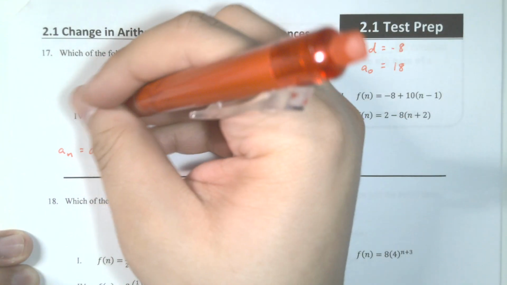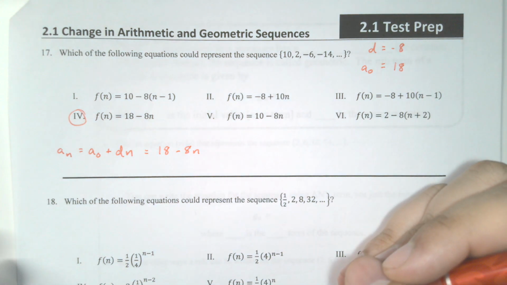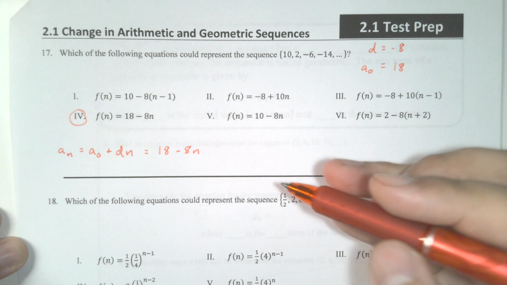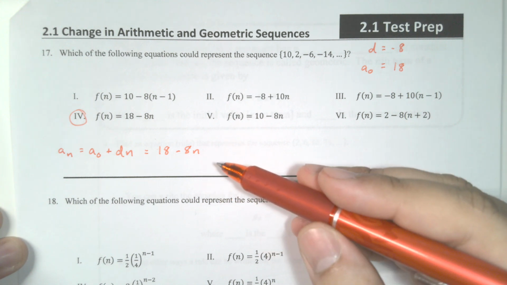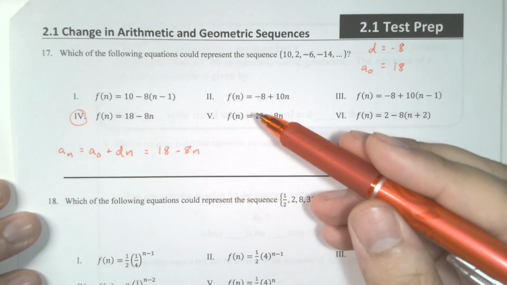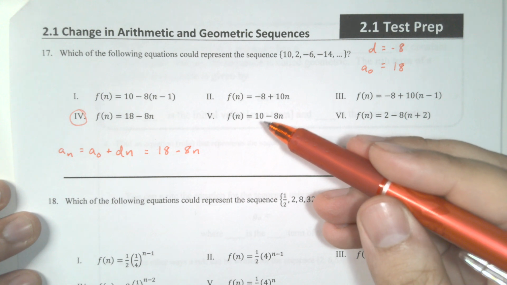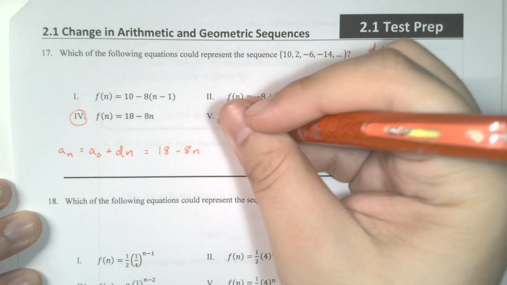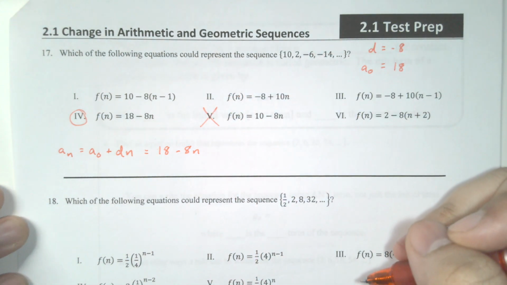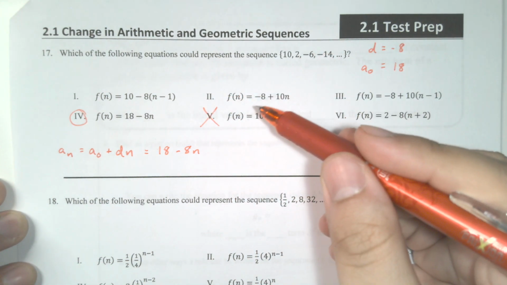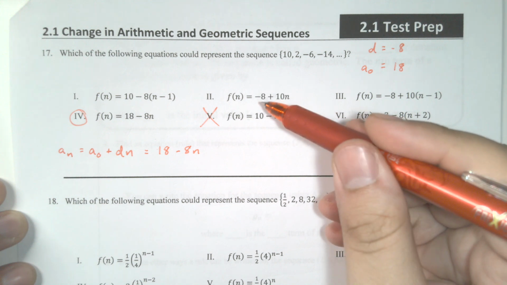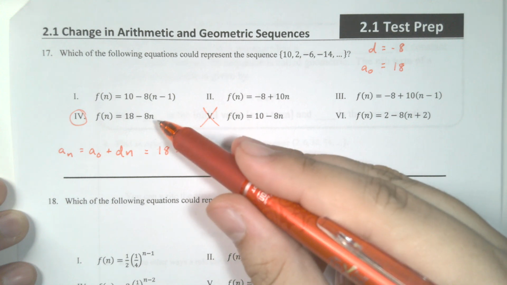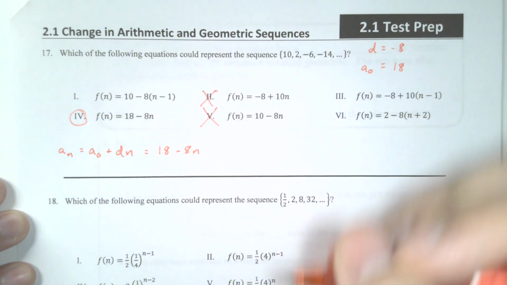Well, just observing, choice 4 here is 18 minus 8n, exactly. So that checks out. And so we should be able to see that, well, 18 minus 8n is not equal to 10 minus 8n. So can't be that one. And then we have this one over here, negative 8 plus 10n. This is not equivalent to number 4 either. So it can't be that.